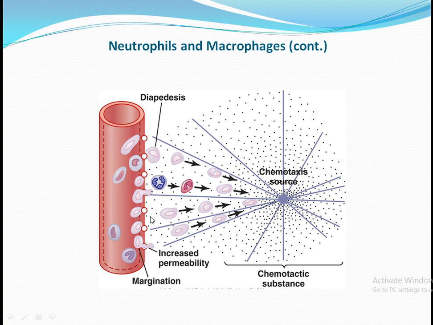Otherwise, what happens? How would they come to know where they should go? This is the source. Infective agents are abundant here, and at that site special types of chemotactic substances are released, and because of that all cells are attracted to this site. They come to know that this is the infected site. We have to travel towards this site. Firstly, they become in line, and this process is called margination.